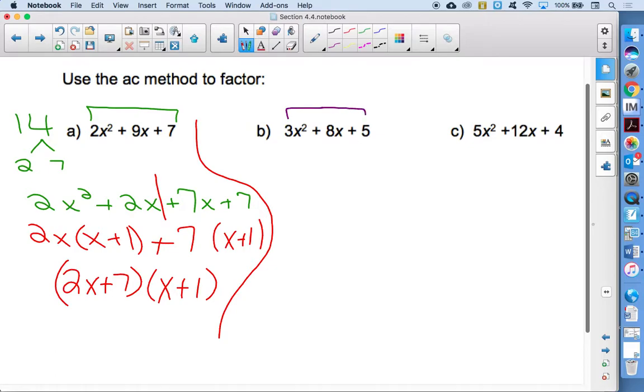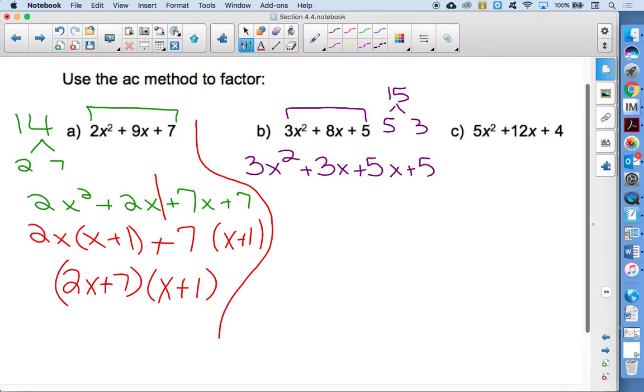So same step for letter B. Isabella, we have 3 times 5, which is 15. What makes 8? 5 and 3. So when we write them down, we have a 3x squared. I'm going to write the 3 factor second because 3 and 3 have something in common. So 3x squared plus 3x. And then I'm going to write my 5x and then the plus 5.